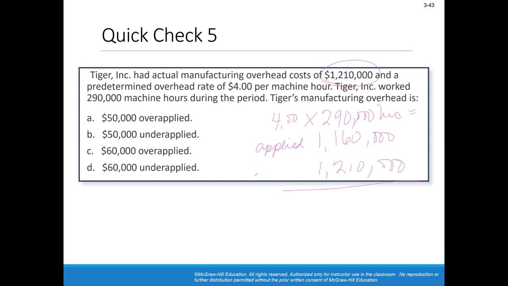So that difference is going to be the over or under. And was it over or under? We put less, so was it over or under applied? Because it's less than the actual, it's under applied. And the difference between the two is the 50,000. So our answer is 50,000 under applied. It's going to be B.